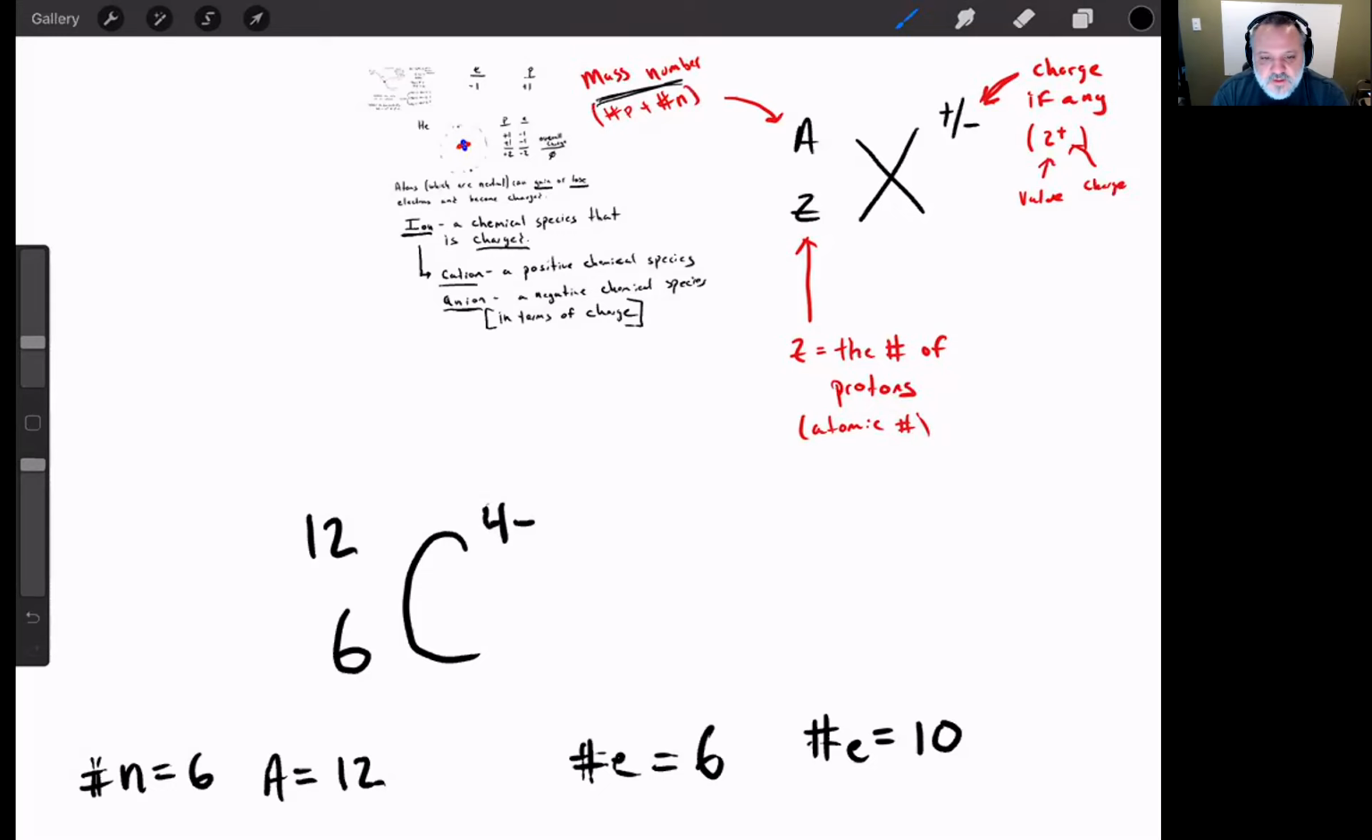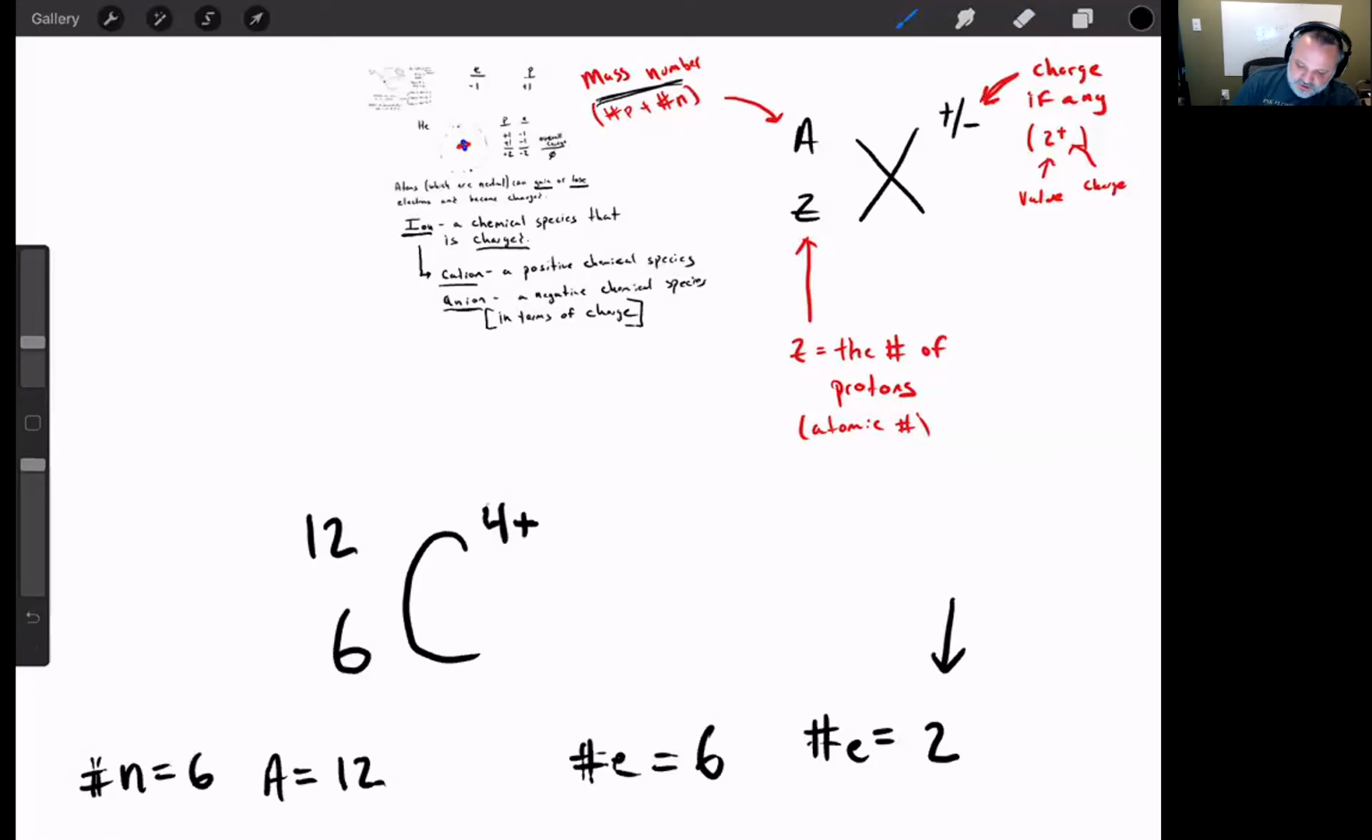Exactly. All right. So let's revert to something that would be 4 plus. How many electrons must it have in order to be 4 plus? Right. It lost 4 electrons. So if it starts with 6 when it's neutral and loses 4 electrons to become 4 plus, it must mean that it only has 2.